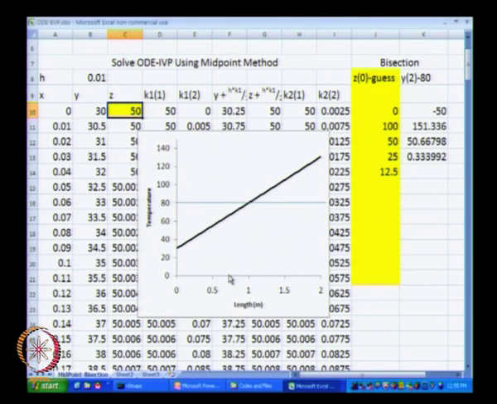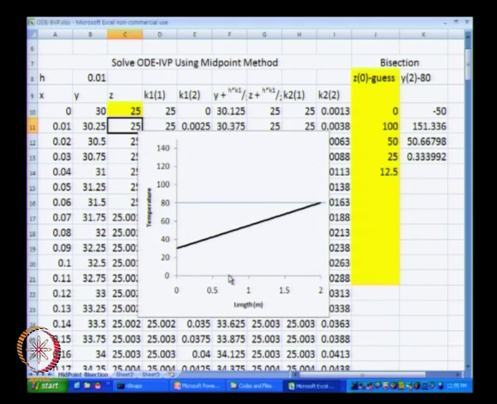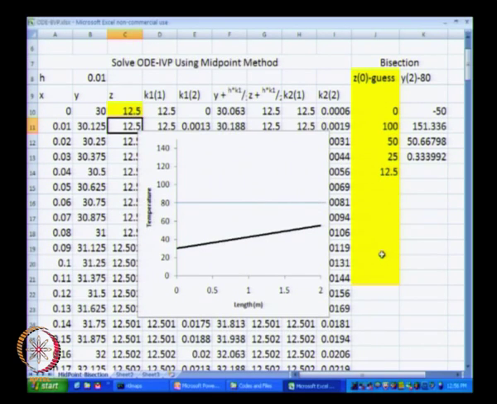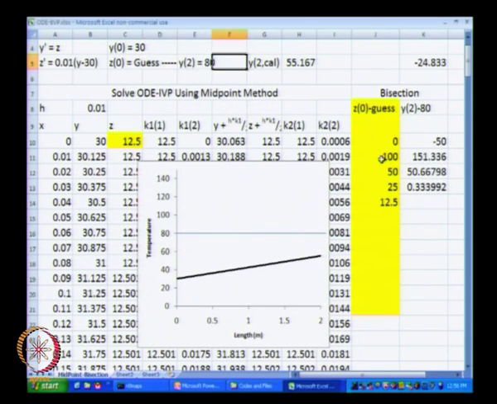So next we tried 25 through the bisection rule, and we are now very close to 80. Again the error is 0.33. If this error is acceptable to us, we stop our iteration. If this is not acceptable to us, then we are going to change this again. So we said that was not acceptable to us, and we changed that to 12.5. With 12.5 again we are hitting much below where we expect. Okay, so with 12.5 what we get for this value is minus 24.8.